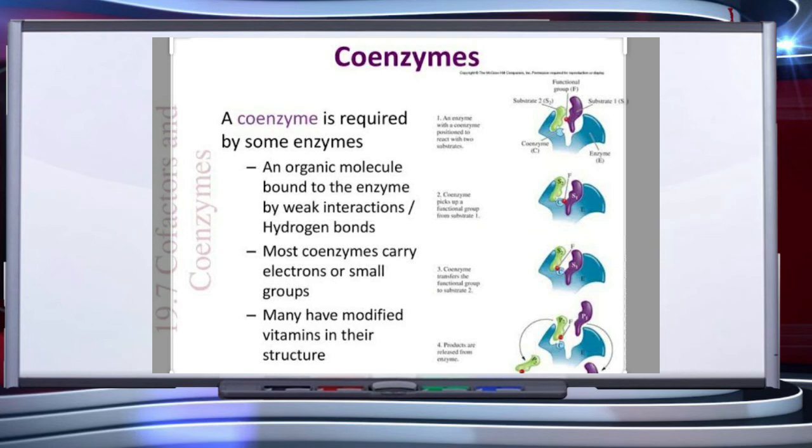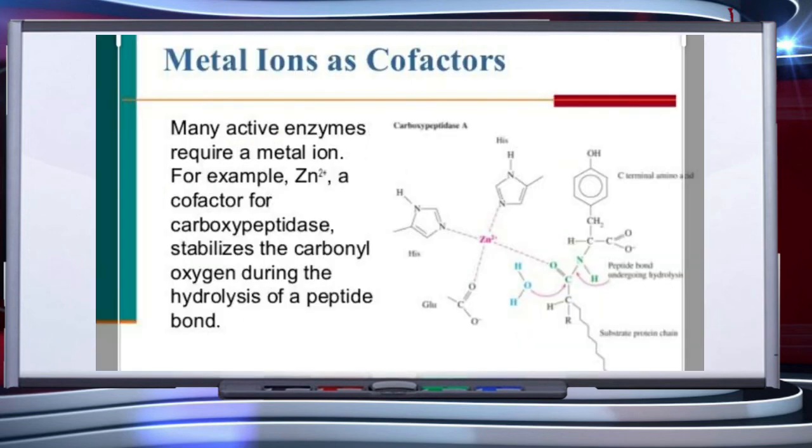The next category of cofactors is coenzymes. A coenzyme is an organic molecule required by some enzymes, bound to the enzyme by weak interactions or hydrogen bonds. Most coenzymes carry electrons or small groups. Many have modified vitamins in their structure. The third category of cofactors is metal ions. A number of enzymes require metal ions for their activity, which form coordination bonds with side chains at the active site and at the same time form one or more coordination bonds with the substrate. For example, zinc is a cofactor for the proteolytic enzyme carboxypeptidase.